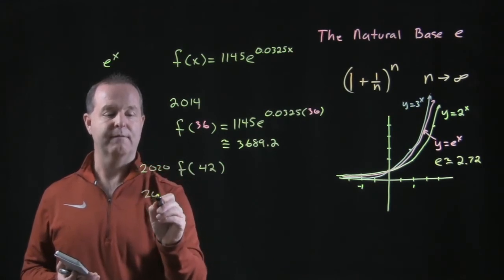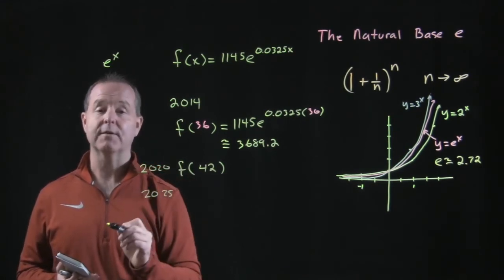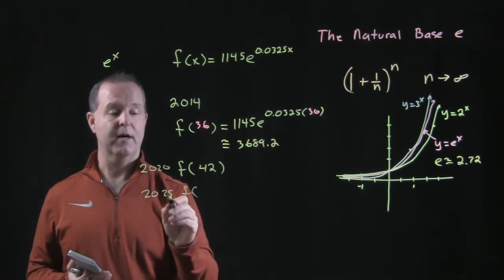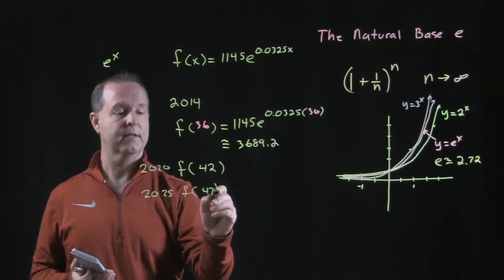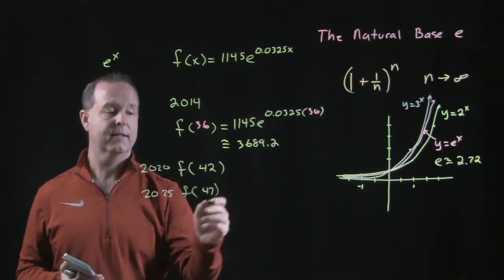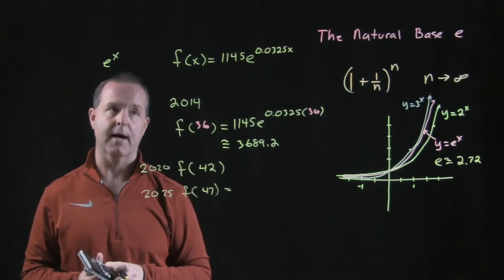If you want to evaluate the function at 2025, we evaluate the function. 2025 is how many years after 1978? It's 47 years after 1978. So we evaluate the function at that particular time.